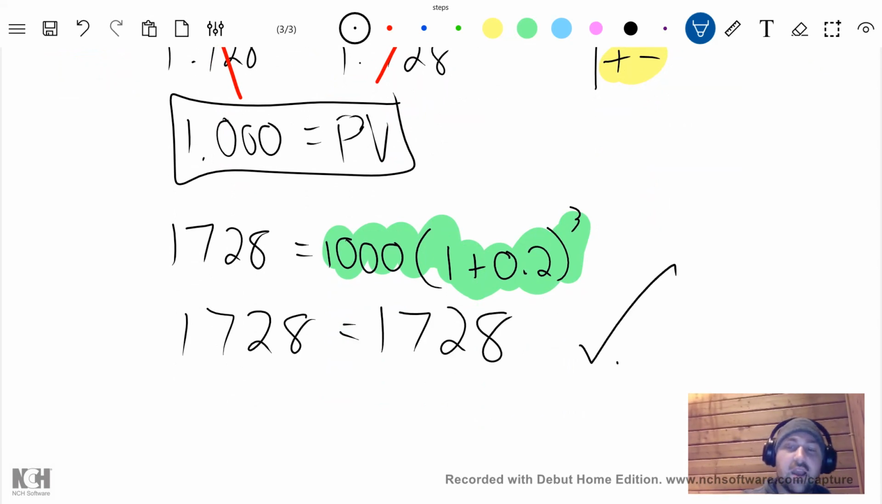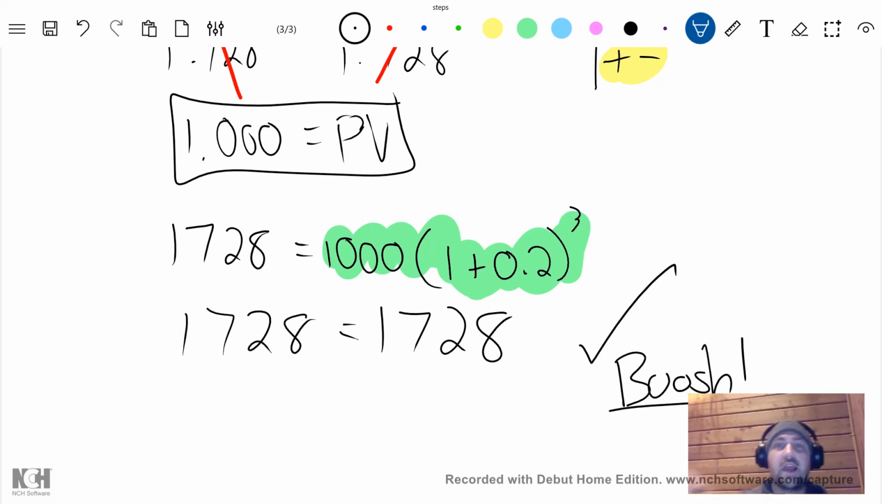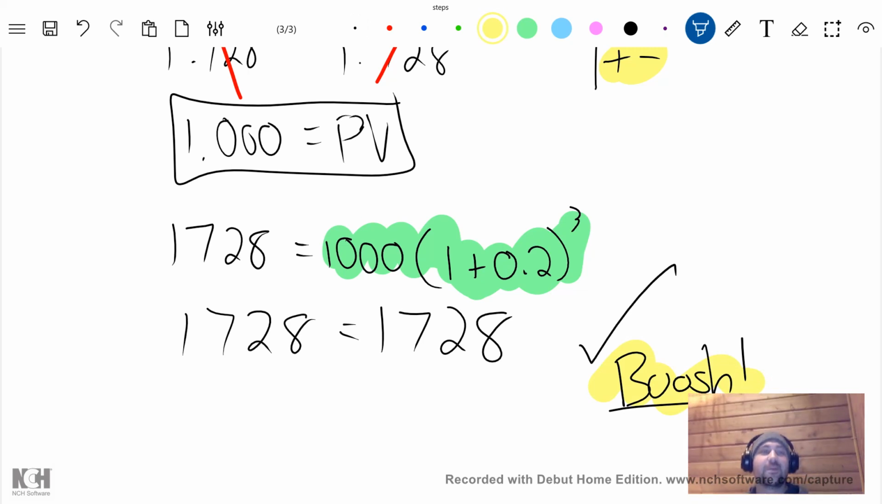We put a check, we say boosh with an exclamation point, underline it, highlight it because it's fun, call it a day. That's it. It's not that crazy. When you're solving for present value, you only have to really use one inverse operation. The rest is all simplification. I hope that makes sense.